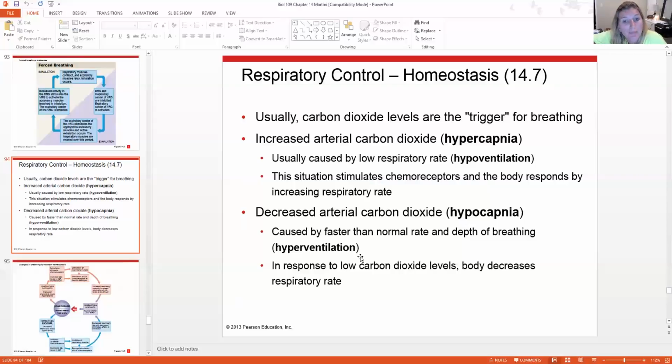If you have hypocapnia, low carbon dioxide levels, that could be caused by hyperventilation, where you're breathing too fast and have a very shallow depth of breathing. Your body's going to decrease the respiration rate.